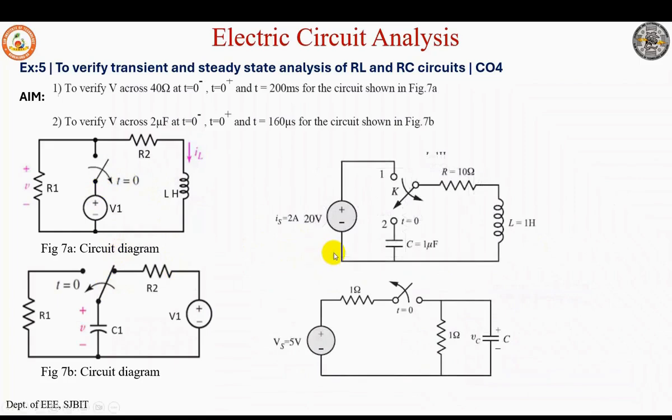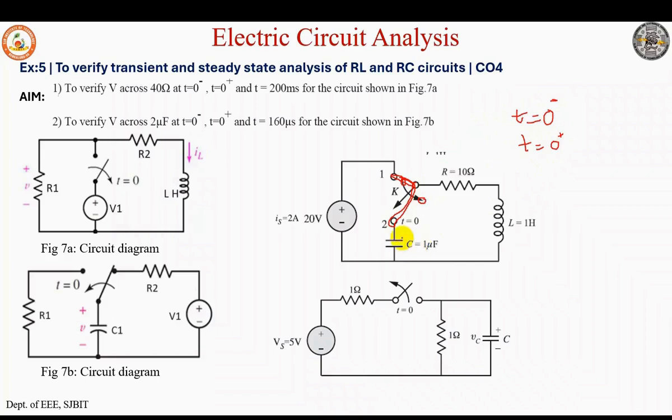So let's take this example here to understand the switching cases. You can see here the tail is at position 1 and the arrow is moving away from position 1. That means the earlier position of the switch is at 1. We call that earlier position t = 0⁻. After we energize the circuit, the switch is moved to position 2. It is represented as t = 0⁺, that is, after it is being energized.